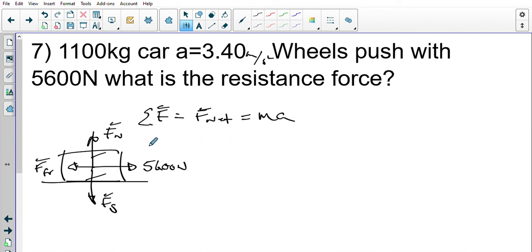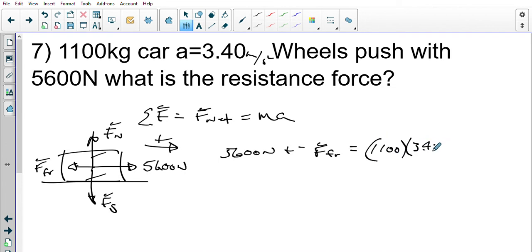All right, so if we say this direction is positive, our net force then, we're going to have 5,600 newtons plus a negative force of friction. I really prefer using negative forces rather than subtracting. Subtraction is the same thing, so you go 5,600 minus the force of friction. I like the negative sign here because it lets me know the direction of the friction's opposite. Our mass then is 1,100 kilograms, and our acceleration is 3.40 meters per second squared.